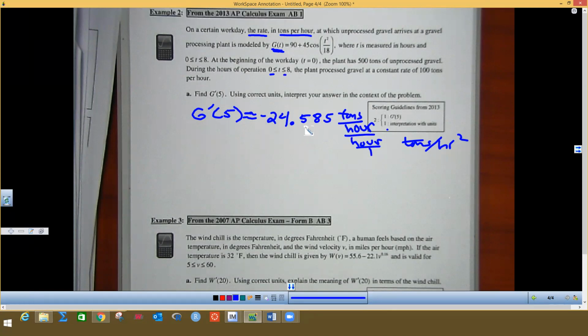Now, that is not the interpretation. That is the answer. So now we want to interpret that. So what we want to say is, again, we're going to use nut. So we're going to say what we're looking at is the rate, because it says at the beginning of the workday, during the hours of the plant, interpret. All right, where does it say? We were looking for G prime, so we are looking for a rate. So the rate at which the gravel is arriving, that's my noun, the gravel, the rate of the gravel arriving.